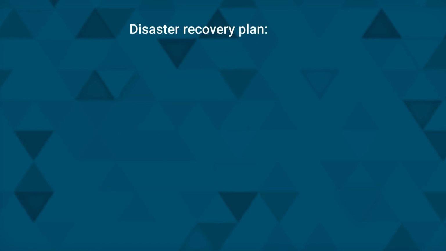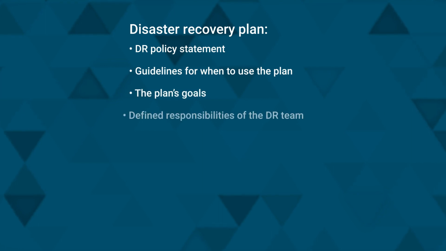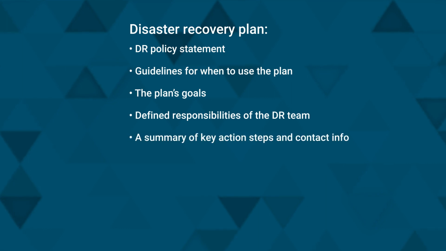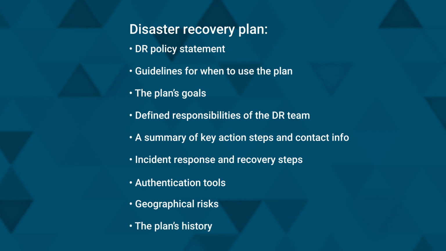Your disaster recovery plan ought to feature elements like a DR policy statement, guidelines for when to use the plan, goals, defined responsibilities of the DR team, a summary of key action steps and contact information, incident response and recovery steps, authentication tools, geographical risks, and the plan's history. Your disaster recovery plan should also consider staffing requirements. You want to be sure the personnel who can execute the DR plan are always available if needed.